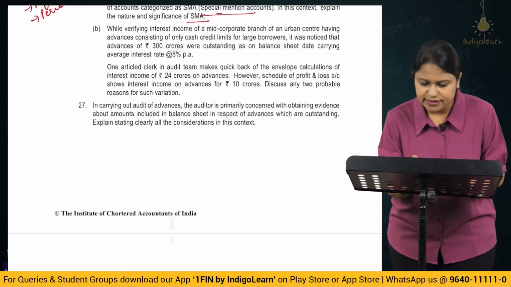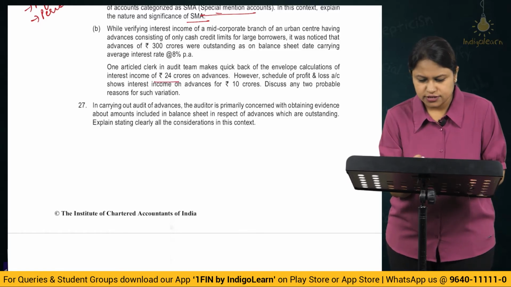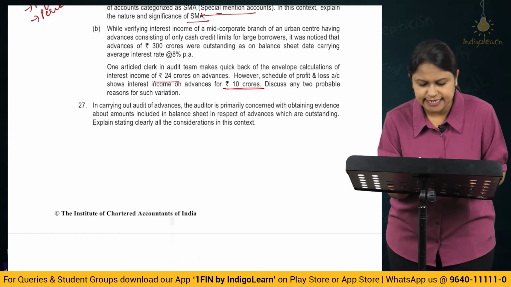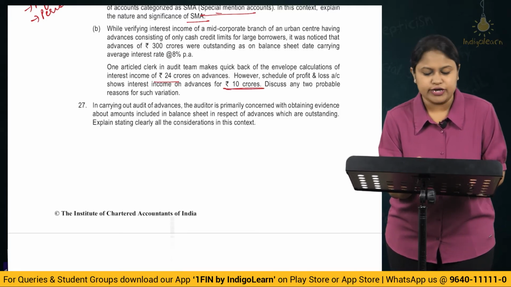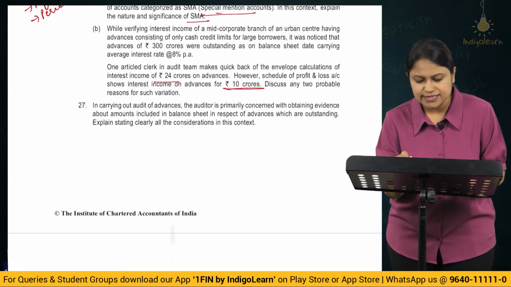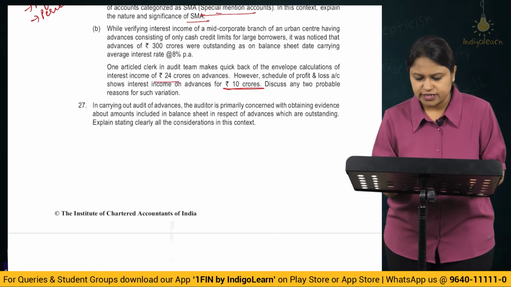Okay, so here what has happened is, it is shown as 24 crores, but the schedule of profit and loss account shows interest income on the advances as 10 crore. So there has been a difference, because if you see, 300 crores into 8% should amount to 24 crore, but the P&L account is showing 10 crore. What is the reason for these kinds of differences? Okay, so let us understand what could be the difference.